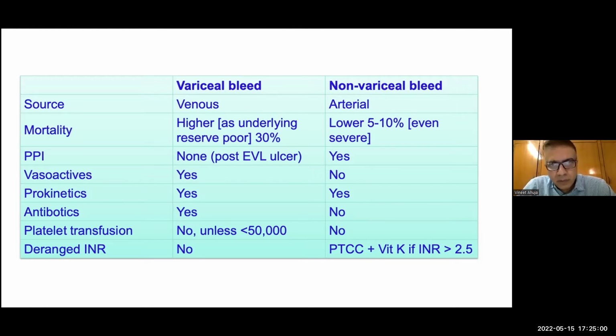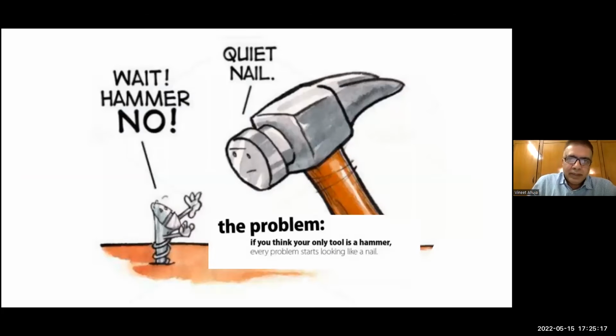Prokinetics are required in both variceal as well as non-variceal bleed. Antibiotics are required in variceal bleed, but not in non-variceal bleed. Platelet transfusions are not required unless the platelet counts are low. And a raised INR, if it is there, is not a contraindication for endoscopy in variceal bleed.